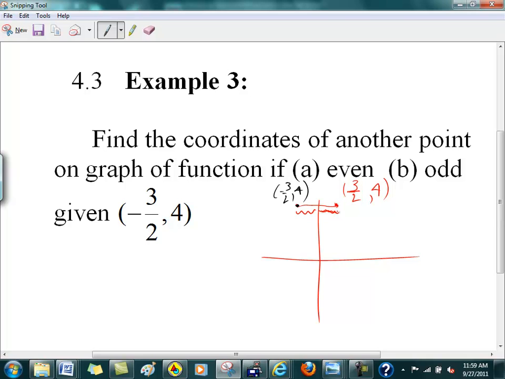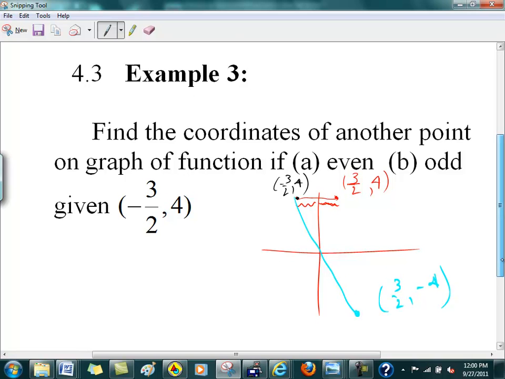Yes. Alright? And then how about if it's an odd function? Sorry? That's right. It's going to come through the origin. So what do you think the coordinates of this point are? Fantastic. So you can see that for odd function, all you need to do is change the sign of the y and the x, and for even, you need to change the sign of the x only, okay?